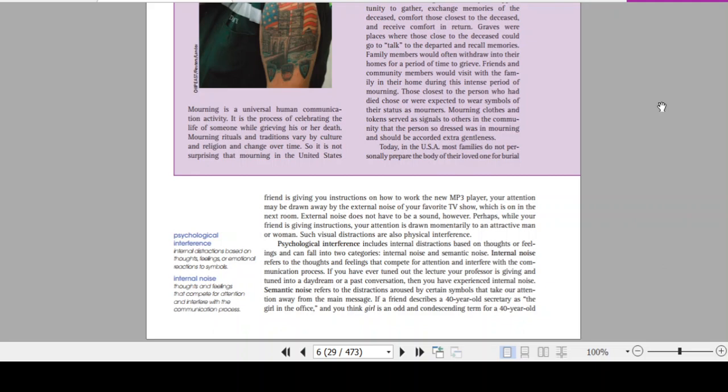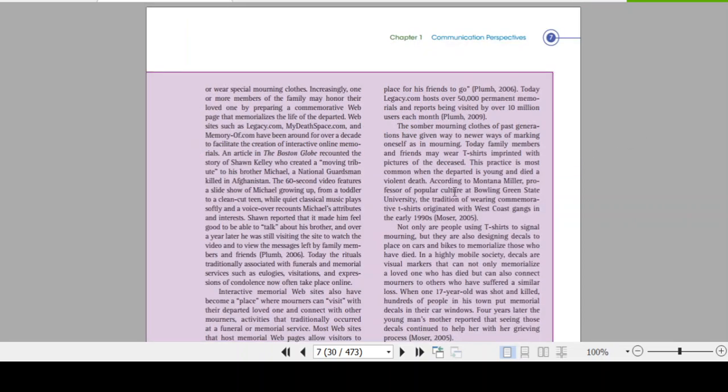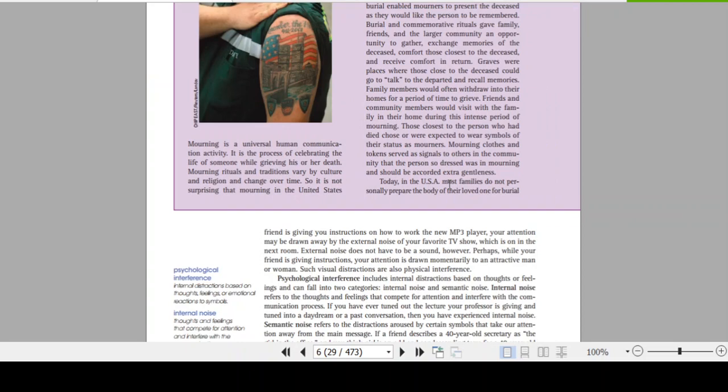Now, the second one is important: semantic noise. It refers to the distraction aroused by certain symbols that take our attention away from the main message. If a friend describes a 40-year-old secretary as the girl in the office, and you think girl is an odd and condescending term for a 40-year-old. Certainly she's a girl, but a 40-year-old lady is not a girl. So sometimes you misunderstand because you are not aware of the semantic leap of the speaker or the association or the bond with certain jargon.